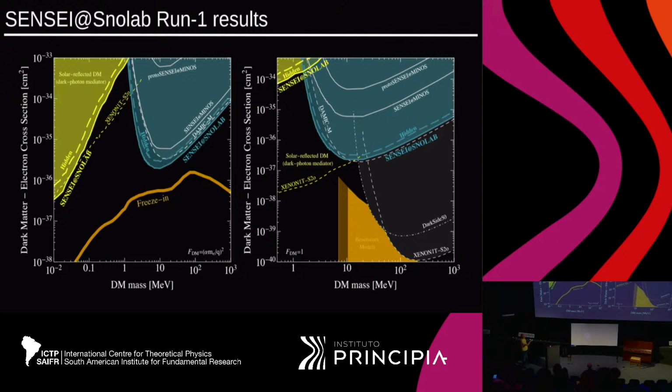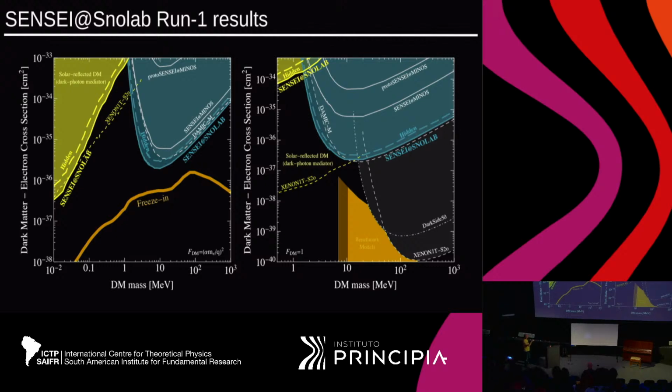And this line here is the result from SENSEI at SNOLAB. All these areas are excluded. That is telling us that if we are thinking about a dark matter candidate of 10 MeV mass and a cross-section of 10 to the minus 35, that is excluded. It cannot be, or bigger than that cannot be, because if the cross-section was larger than that, we would have seen more events than what we saw. So this is the exclusion plot. This is the result from SENSEI.